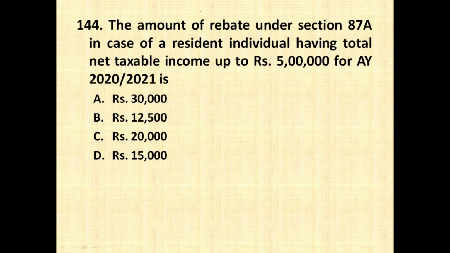The amount of rebate under section 87A in case of resident individual having a total net taxable income up to rupees 5 lakh for assessment year 2021 is 30,000, 12,500, 20,000, 15,000. So it is rupees 12,500.